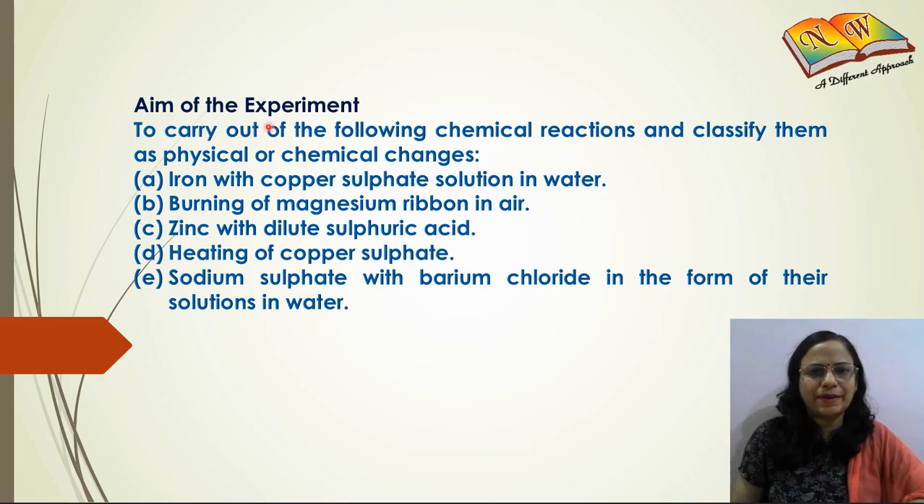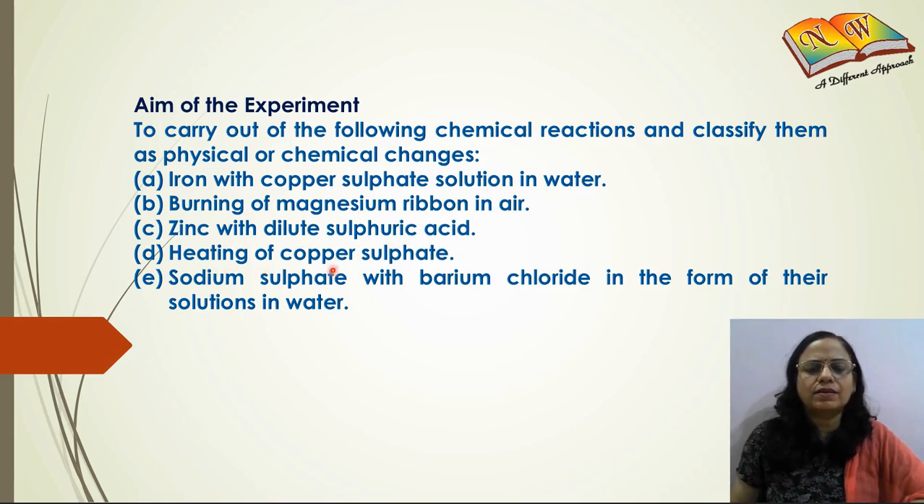The aim of this experiment is to carry out the below mentioned chemical reactions and to classify them as physical or chemical changes. So the first reaction would be reaction of iron with copper sulfate solution in water. Then we'll be burning magnesium ribbon in the presence of air. We'll react zinc with dilute sulfuric acid.